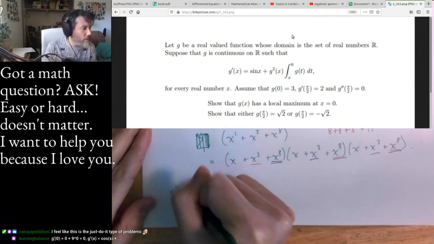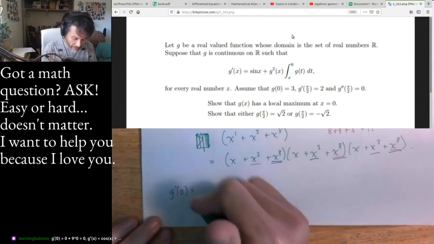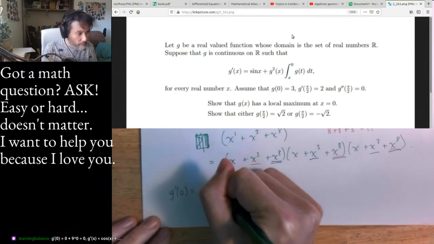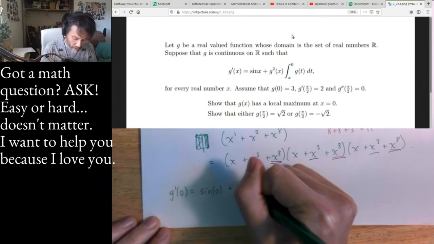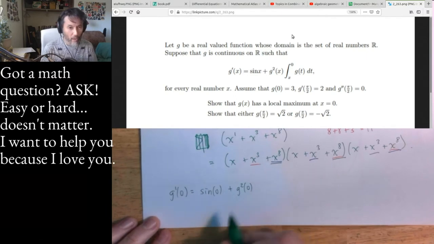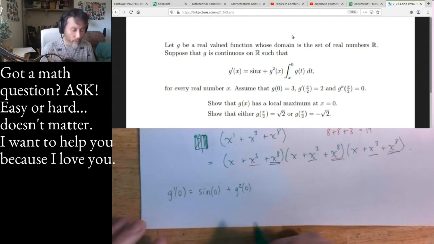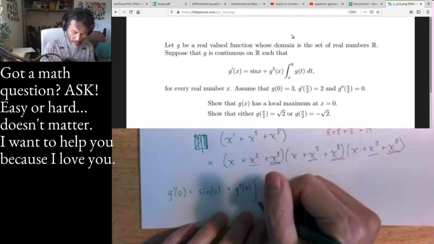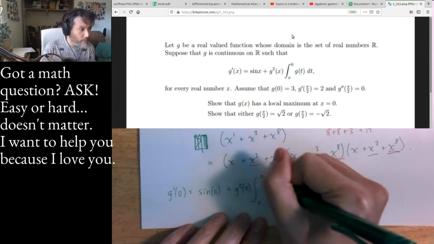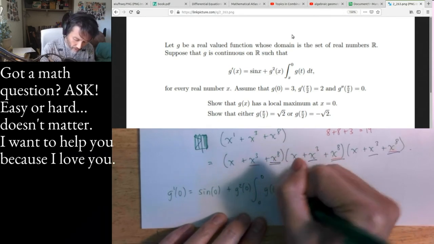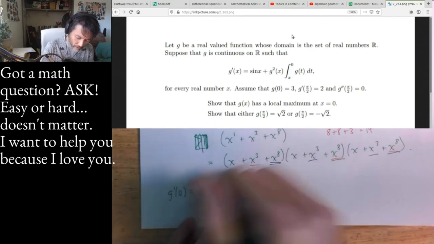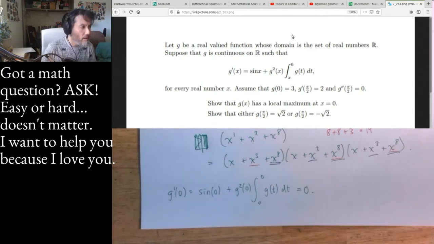G prime of 0 is sine of 0, which of course is 0, plus a g squared of 0. And you might be like, oh my god, what is that? Well, it's 9, but who cares? Because here we get the integral from 0 to 0 of g of t dt, which must be 0. So this whole thing is 0. So we know then that we have a critical point. And so we're left to figure out what g double prime at 0 is.